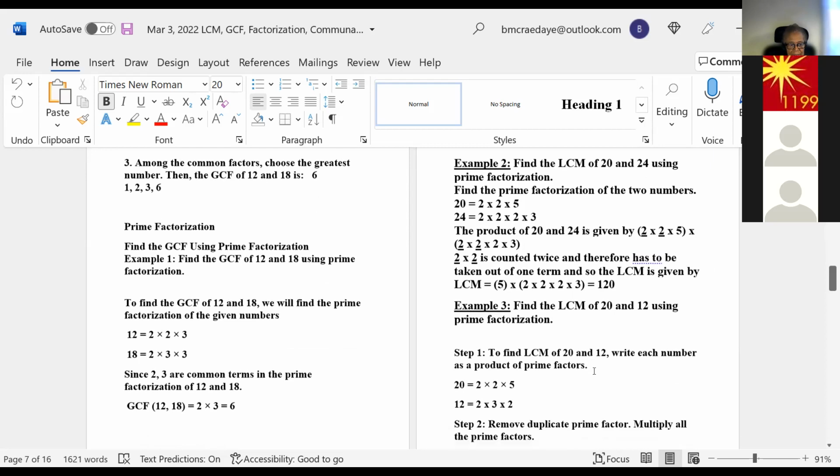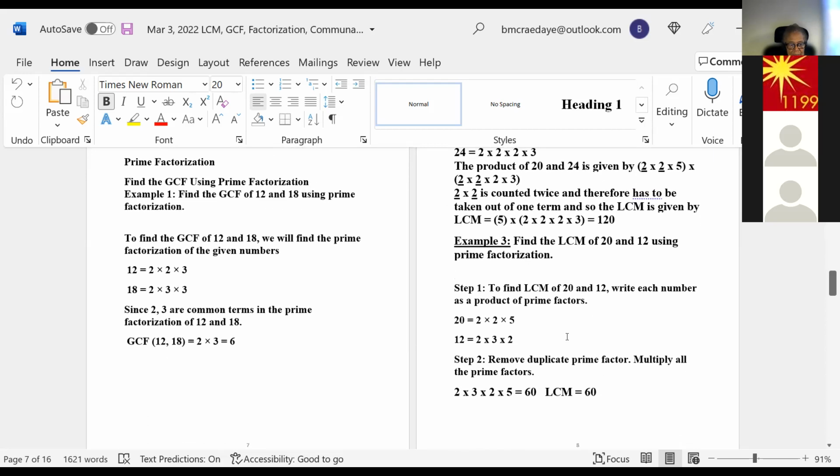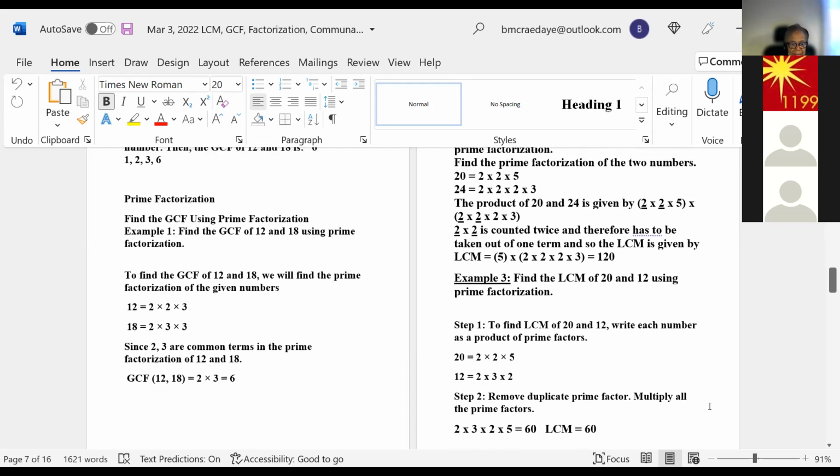And I have another example here. And take out your duplicate. And you have the least common multiple of 20 and 12 is 60. So the key is factoring into prime numbers and then taking out any duplicates, multiply, and that gives you the least common multiple. So I think you can follow these examples.